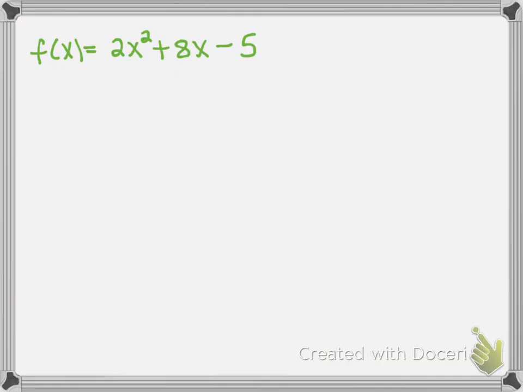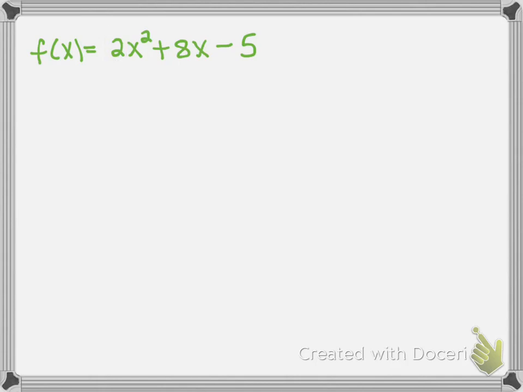So let's do another example where this time the coefficient on x squared is going to be something other than positive 1. Okay, so this is what we call a non-monic polynomial. The previous example is what we call a monic polynomial because the coefficient of x squared is positive 1.